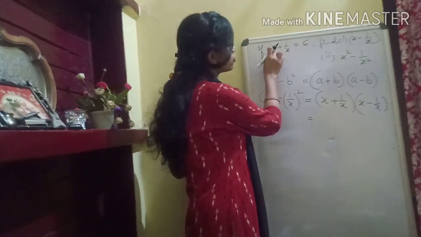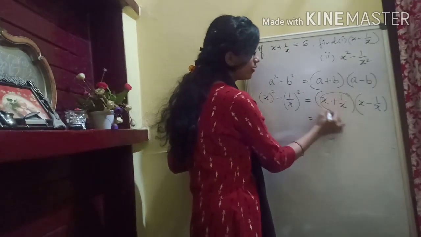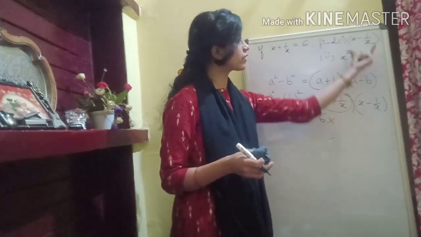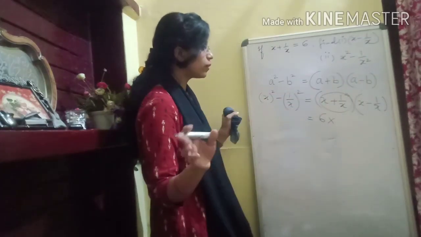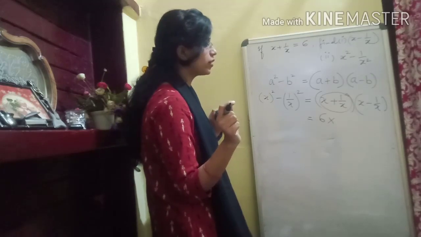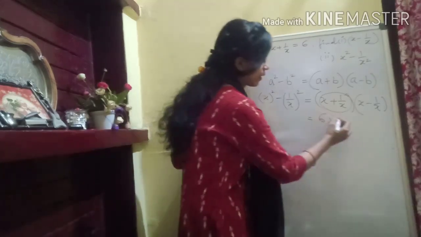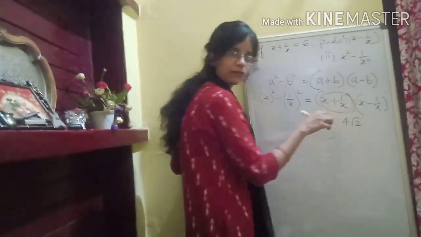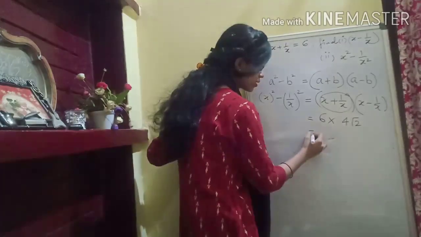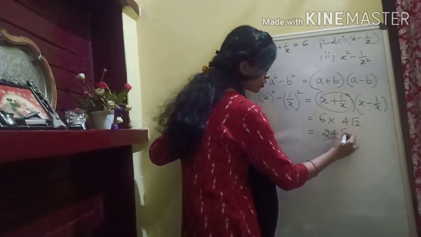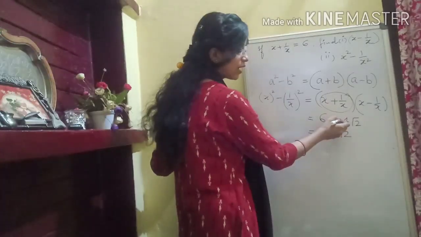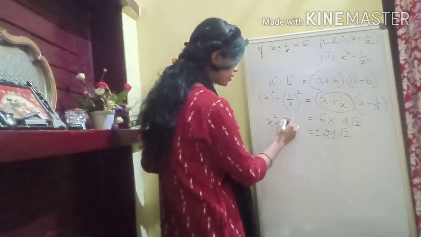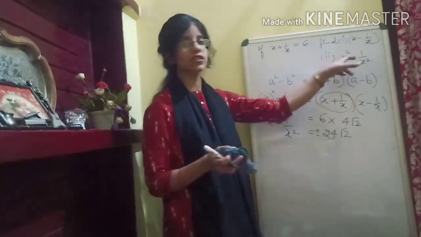In our question the value of x plus 1 upon x is already given. This value is given as 6 into the value we have just calculated in the first part. What is the value coming? If you remember, I think it is coming 4 root 2. Yes, I guess it is 4 root 2. You can put it with the sign plus minus, no problem at all. 6 into 4 is 24 root 2. Is it clear? And since here we had plus minus, we can write plus minus here as well. On the left hand side we have x square minus 1 upon x square. So this is our second part.